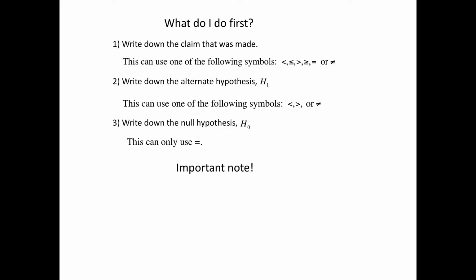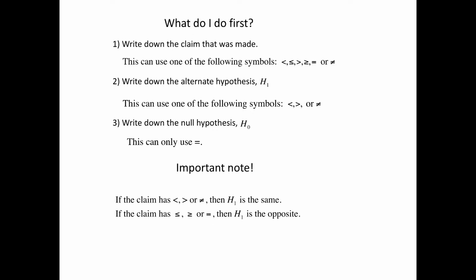All right, an important note with H1. If the claim already has something that doesn't have equals, so if the claim already has less than, bigger than, or not equals, then use the exact same thing for H1. If the claim has less than or equal, you use the opposite, which is bigger than. If it has bigger than or equal, you use the opposite, which is less than. And if it has equals, you use the opposite, which is not equals.